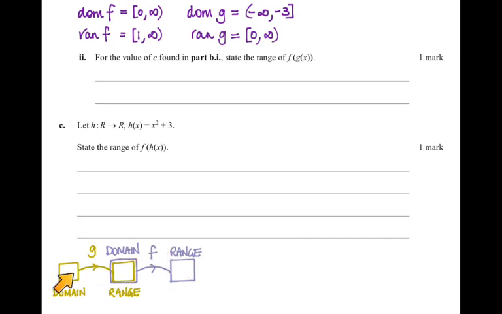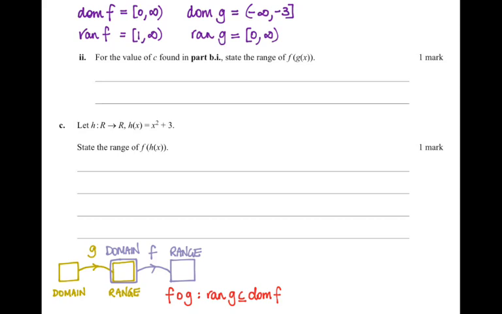So this range of g has to be equal to or smaller than the domain of f for any composite function like f of g of x to be defined. So f of g is only defined if the range of g is a subset of the domain of f.